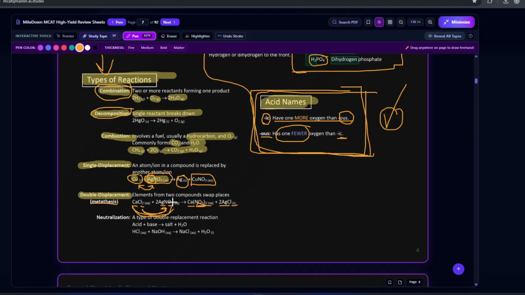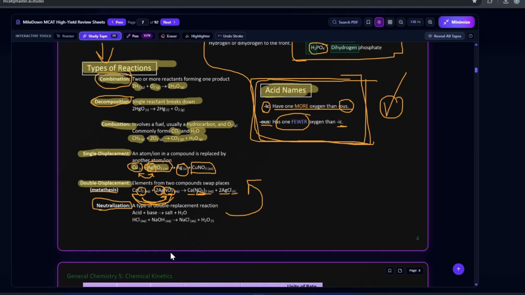So CO will be with NO3, and then Cl will be with Ag. All right. Neutralization reaction is just a type of double displacement, but it's for acids and bases, and usually acids and bases will combine to form salt plus H2O. This is the only one where they actually gave the general formula and also a specific example. So here is the general formula: acid plus base to salt plus H2O.